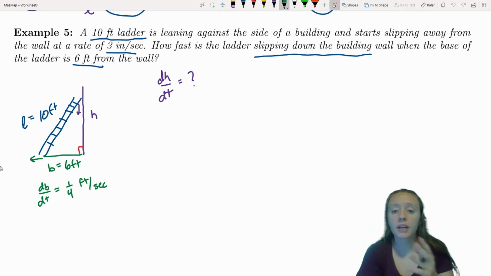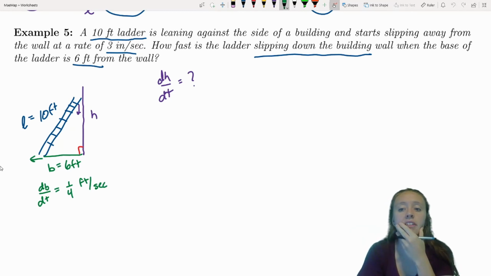So I've written all my given information down. I need to figure out dH/dt. How can I relate dH/dt to the other variables in my problem? Well, it's a triangle, so a good place to start is going to be that Pythagorean theorem.